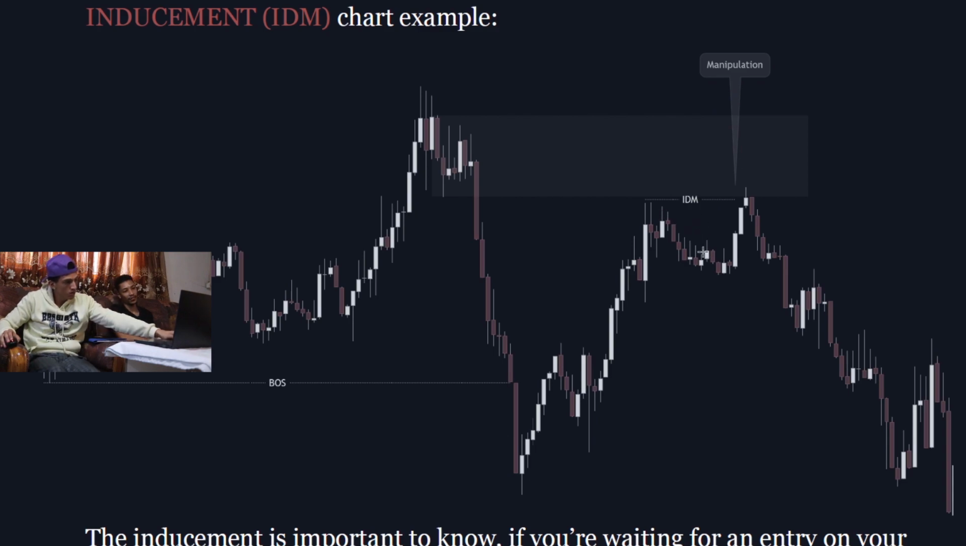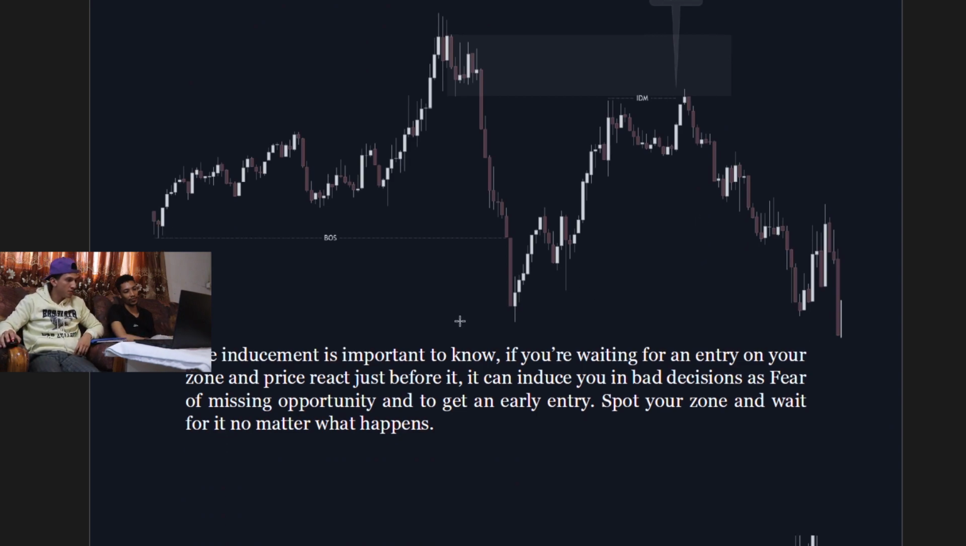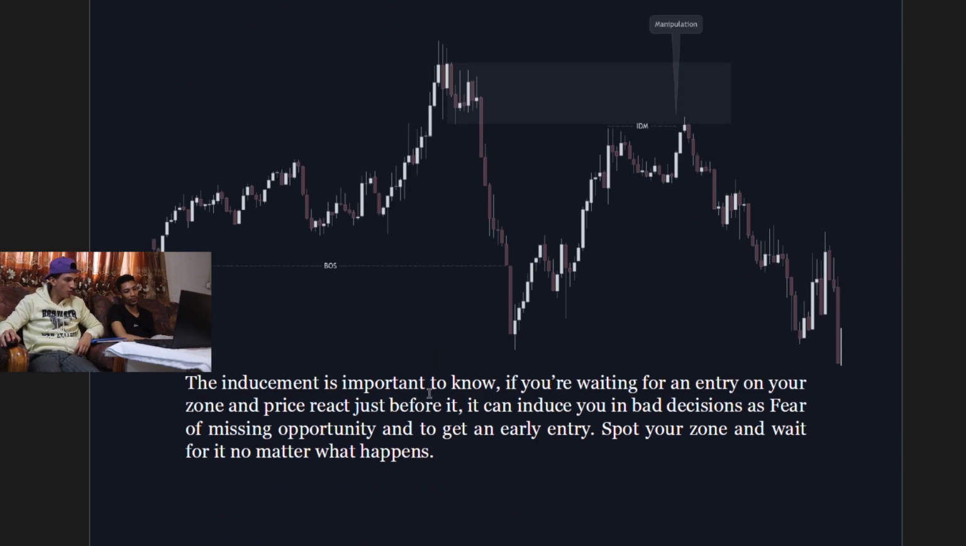So the inducement is important to know. If you're waiting for an entry on your zone and price reacts just before it, it can induce you into a bad decision. This has definitely happened to me, as fear of missing the opportunity leads to an early entry. Spot your zone and wait for it no matter what happens. So this is a core part.